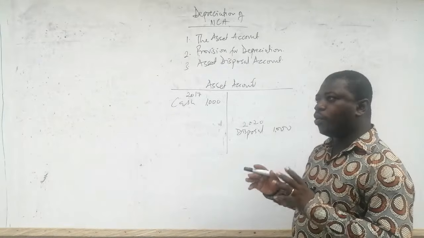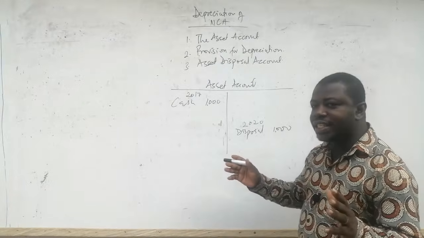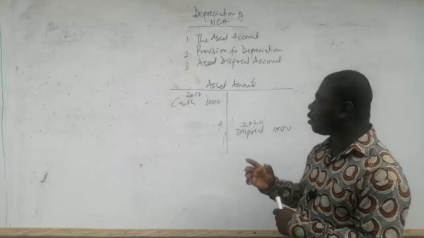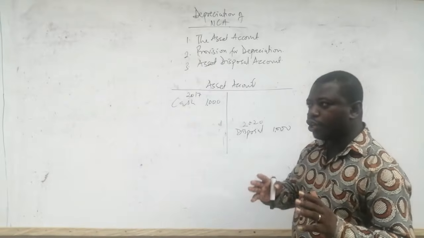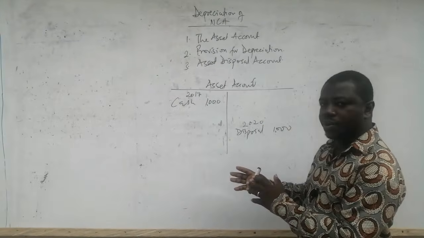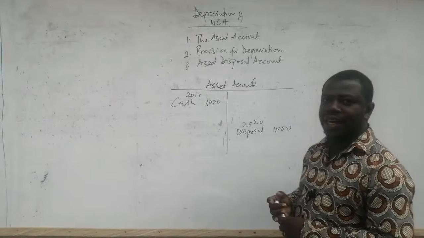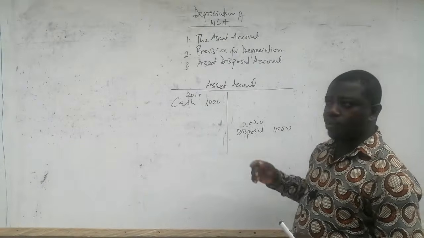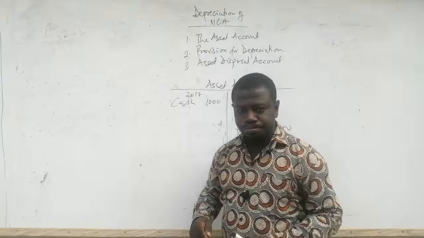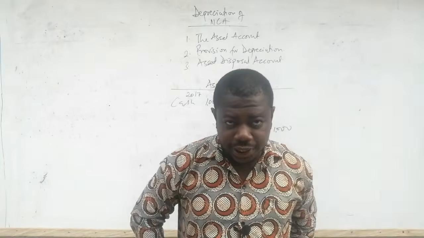I'm sure that when we take a question, it will be easier and more practical to understand. So I'm not going to talk much. I'm going to go straight to take a question, and then we are going to use the question as an illustration to understand how to do these double entries with the asset account. Okay, so let's take this question.